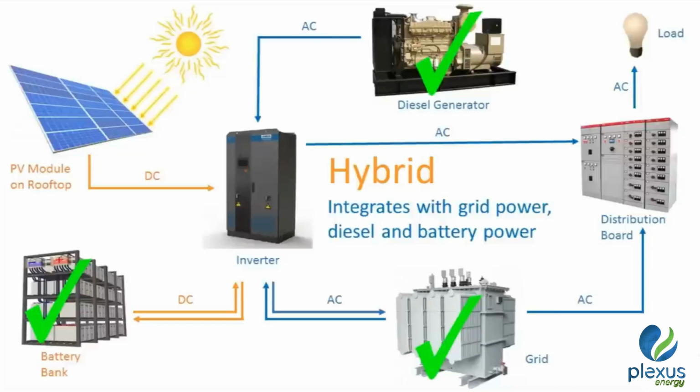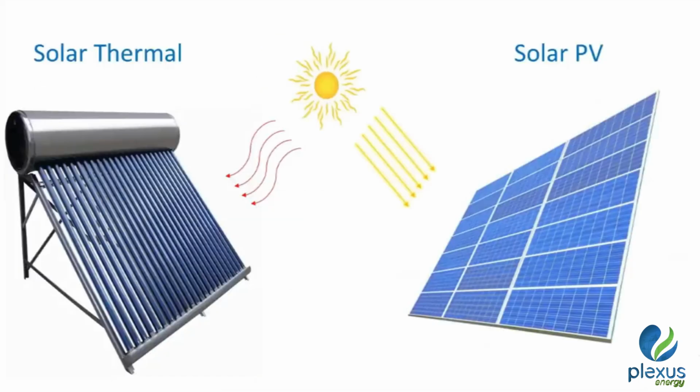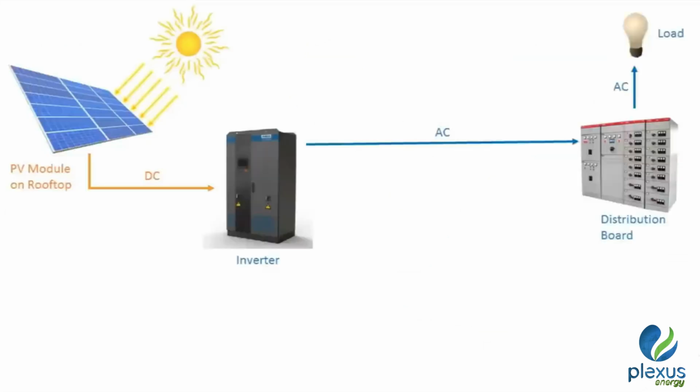A solar PV plant will last 25 years and the inverter can last 10 years or even longer. It is therefore important to choose an inverter keeping in mind both current and future requirements. Let us recap what we have seen today. Solar energy can be either solar thermal, which uses the sun's heat, or solar PV, which uses sunlight. Rooftop solar plants which generate electricity use solar PV.